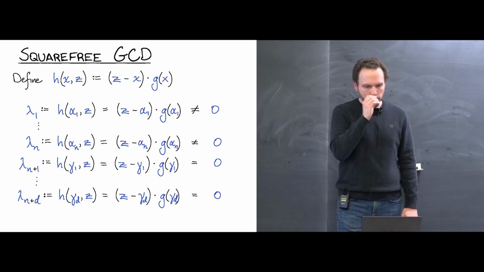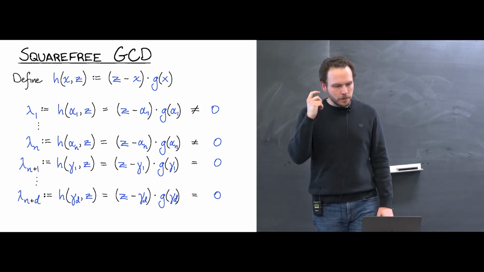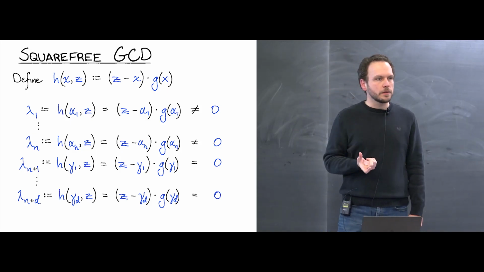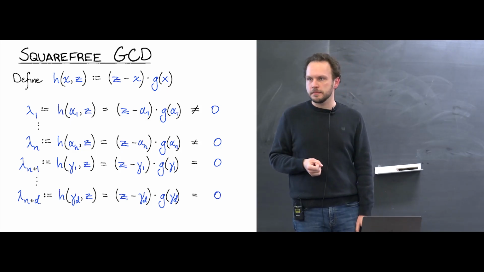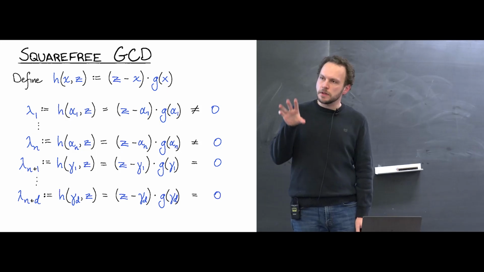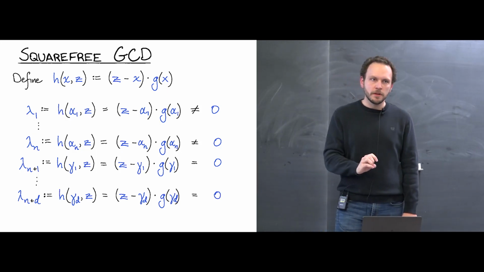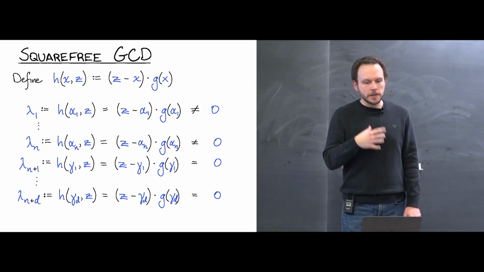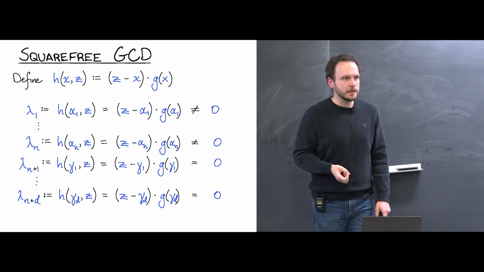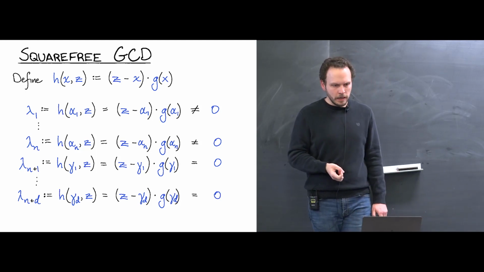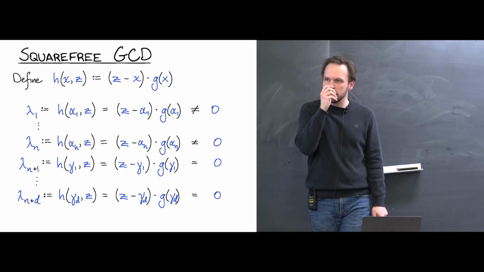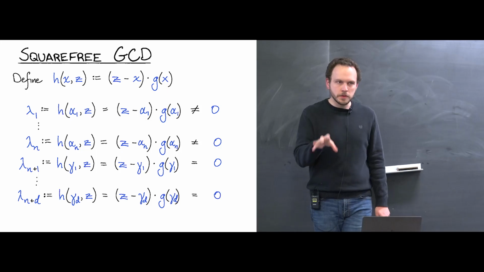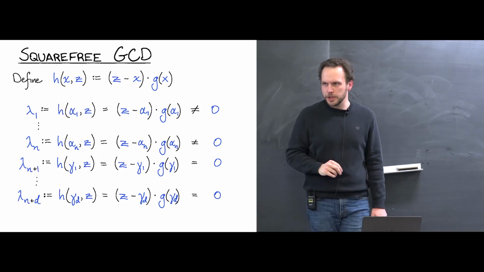Okay, so for example, if I substitute one of the alphas for x, I get z minus alpha 1 times g of alpha 1. Now remember, the alphas are the roots that only belong to f. They're not roots of g. So this is some non-zero polynomial in the z variable. And likewise for all the alphas, you get some non-zero polynomial in z here, because the alphas are only roots of f, they're not roots of g.